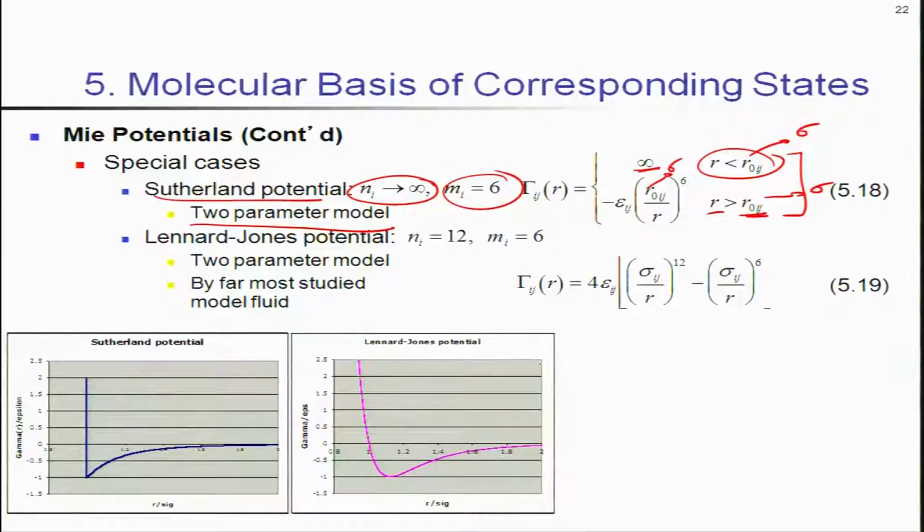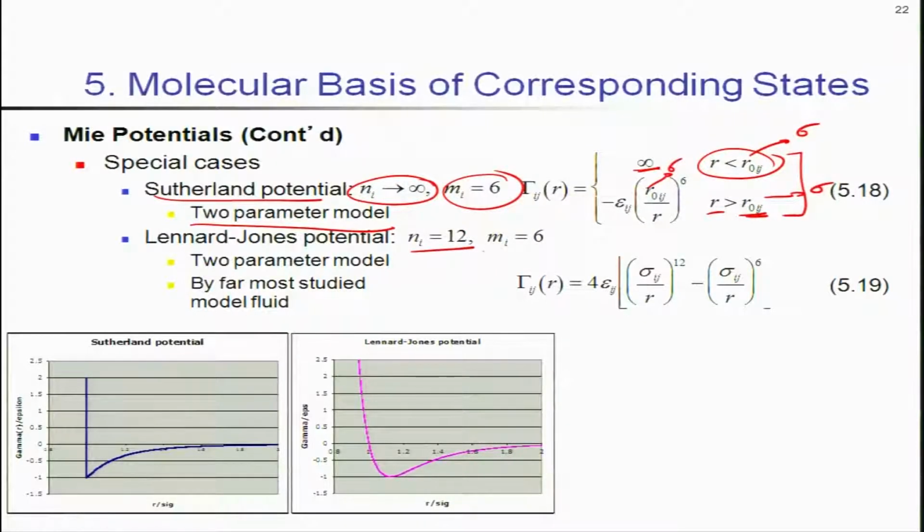A more common potential model, by far the most studied, is the Lennard-Jones model, and here the n's and m's are absolutely fixed. So, n is 12 and m is 6, and this is sometimes also called the 12-6 potential. So, you have 4 multiplied by epsilon ij, again the well depth, and sigma by r here. Note that this is a non-dimensional term, and the potential model is basically in the unit of epsilon.